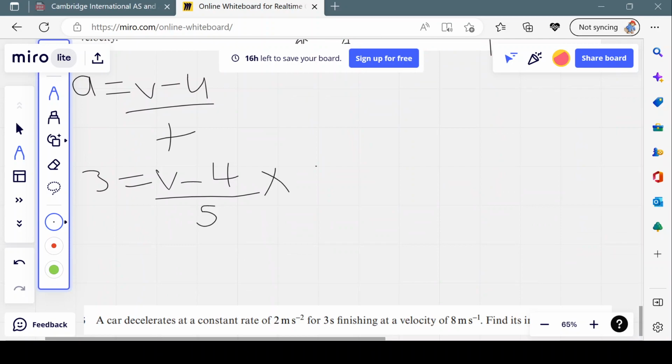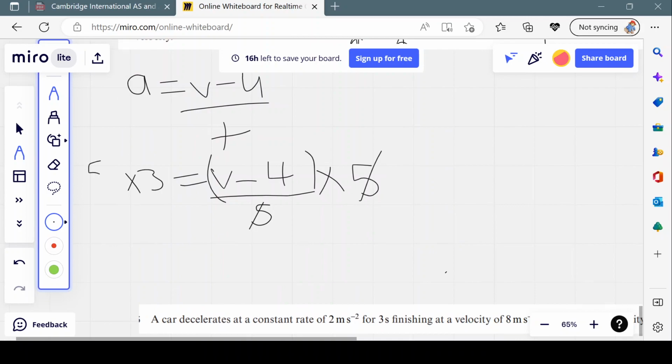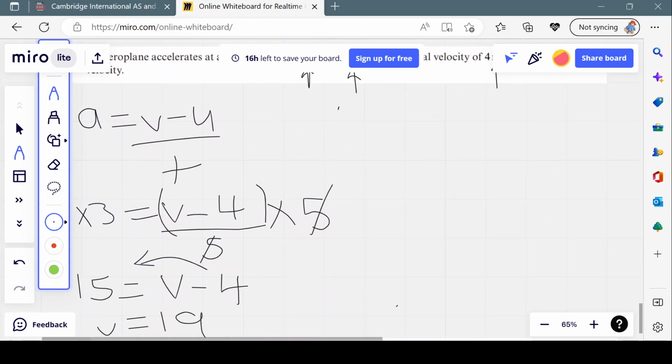We can multiply this side by 5 and put some brackets here, and this will cancel with that. Then we can also multiply that by 5. So we have 15 equals v minus 4. If we get the 4 to this side, v is equal to 15 plus 4, which is 19.